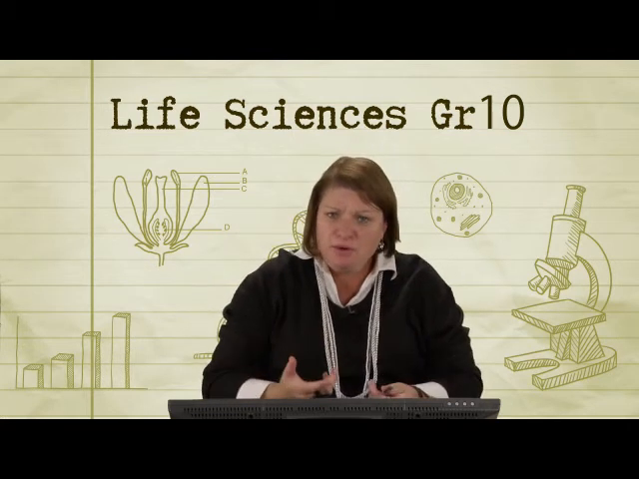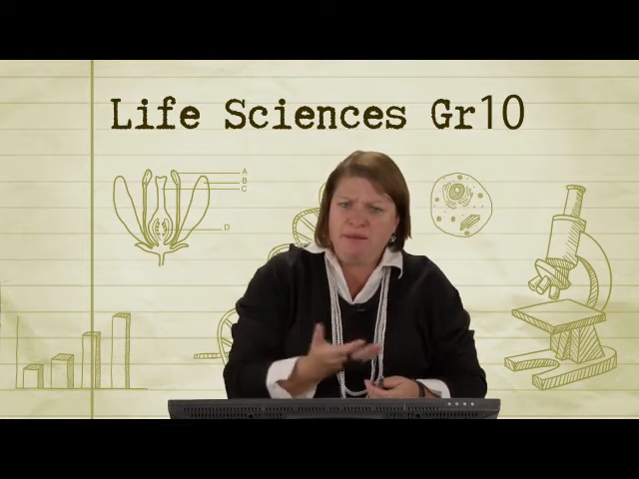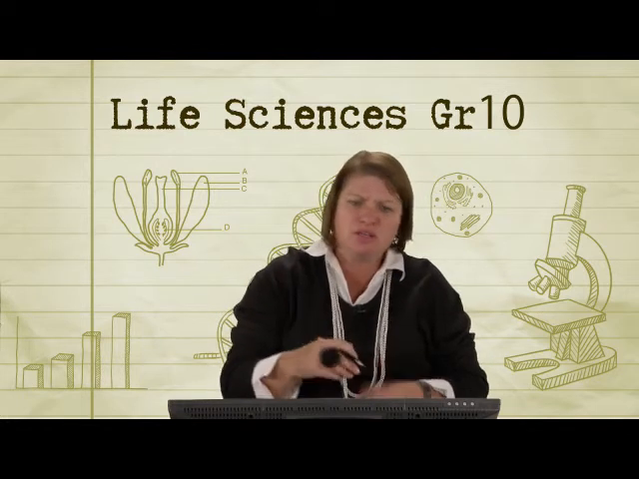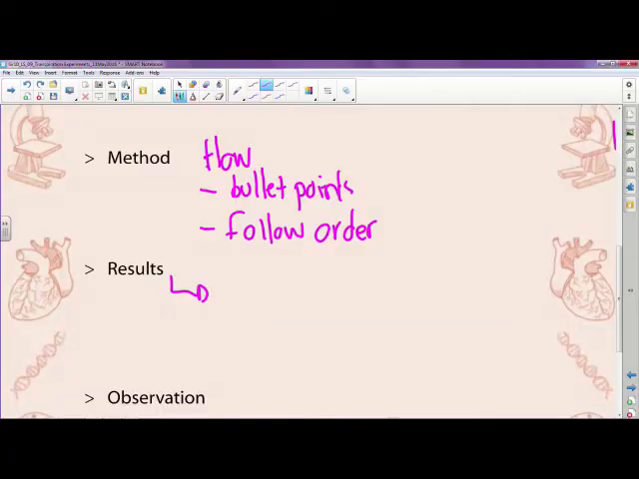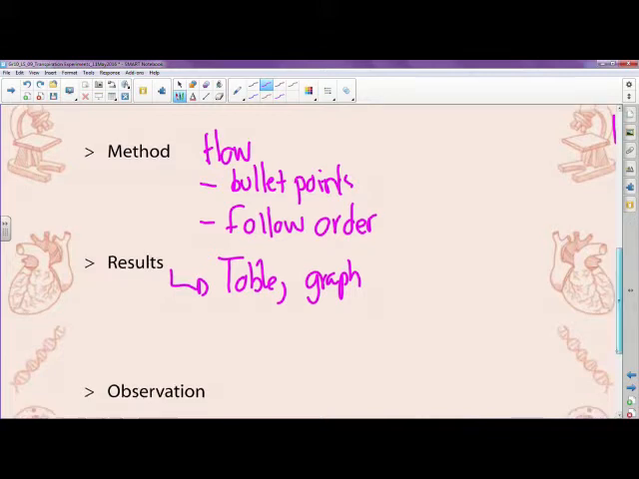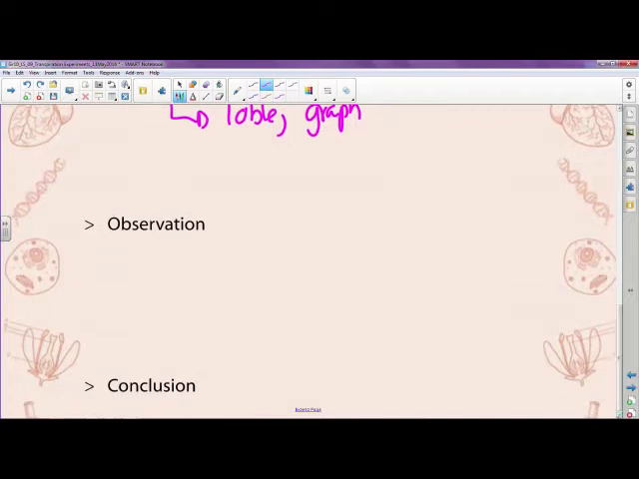When I do an experiment, what am I looking for? I'm gathering results, right? Today you'll see how we can do results. We get a result, something happens. What do I do with those results? I can put them in a table. I can put them in a graph. Somehow I get the information from my experiment and I need to put it in some kind of data.